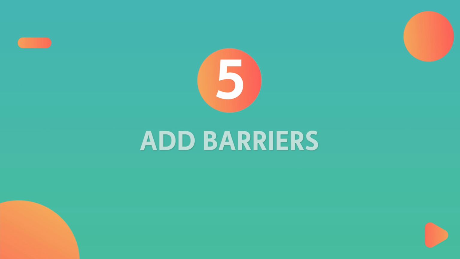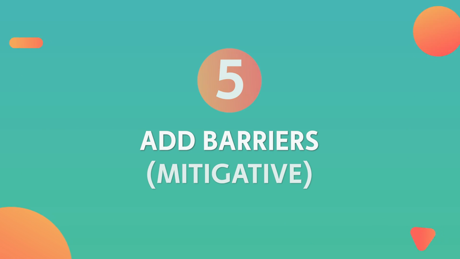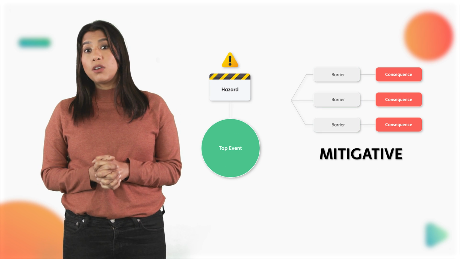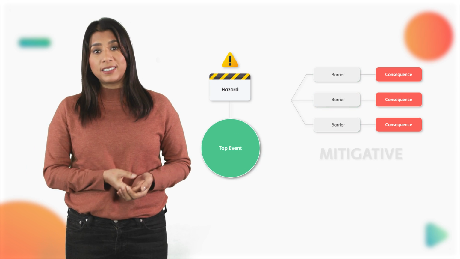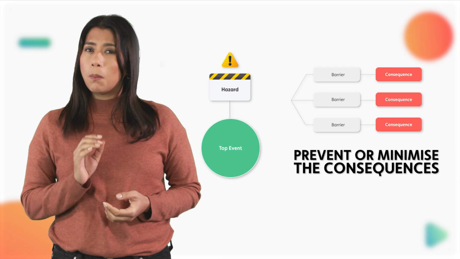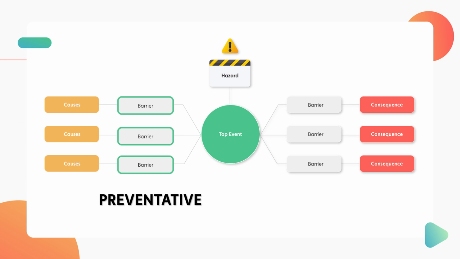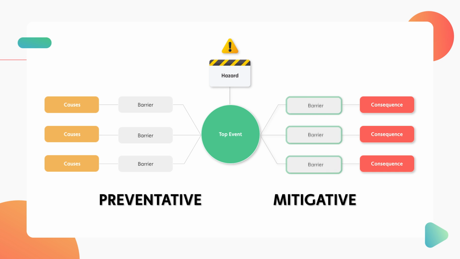Step 5. Add barriers. Mitigative. In step 5, we look at mitigative barriers on the right-hand side of the diagram, those that come into play after the top event. These barriers are designed to prevent or minimize the consequences of the top event, like a backup plan to limit the damage. If our preventative barriers are successful in stopping the top event, the mitigative barriers won't need to be deployed.